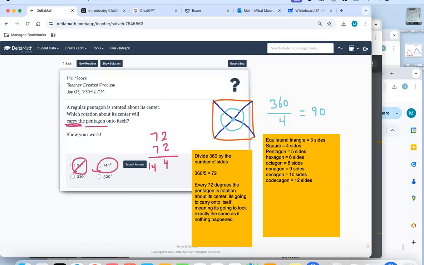All right. So if that wasn't the answer, then you would do 72 times 3, which is the same thing as saying 72, 72, 72, and see if that would be the answer. And then you would just keep going down the list.